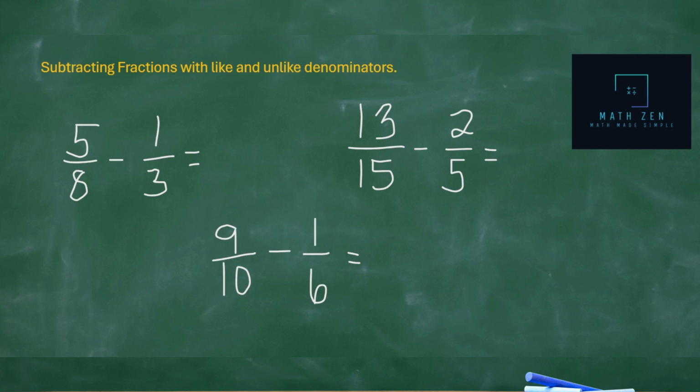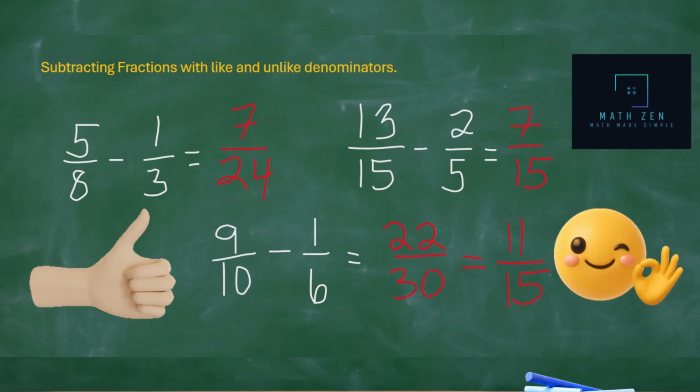So for our first one, 5/8 minus 1/3, your final answer should have been 7/24. And then moving on to our second example was 13/15 minus 2/5. Your final answer for that one should have been 7/15. And then for our third and final example of 9/10 minus 1/6, your answer should have been 22/30, which definitely could have been simplified if you wanted to, down to 11/15. Great job if you got those right.